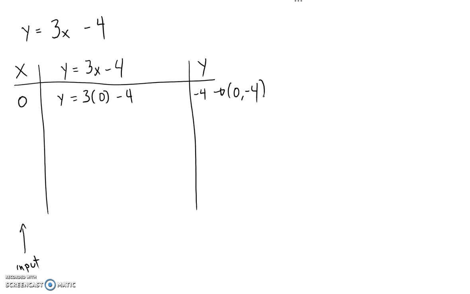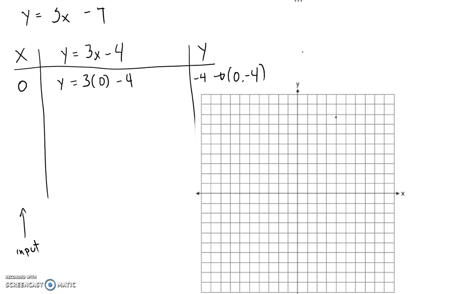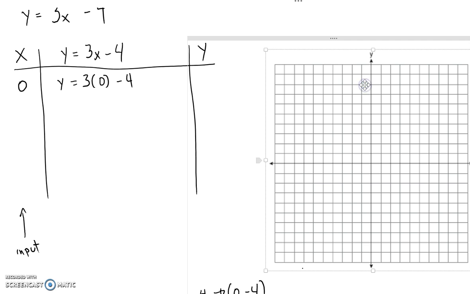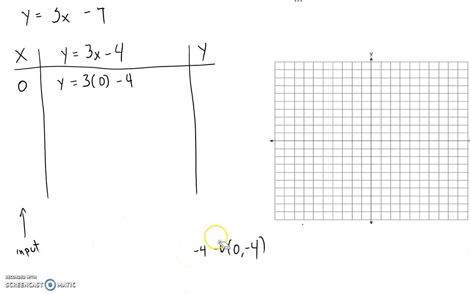Now, let's graph that. I don't want to draw another graph, so if you just right-click on your screen and then push paste, a graph should appear. Let's move that out of the way a little bit. Oh no, what have I done? Okay, excuse me a moment. Let me adjust this. Negative 4, 0, negative 4. Okay, so (0, negative 4) would go right here.